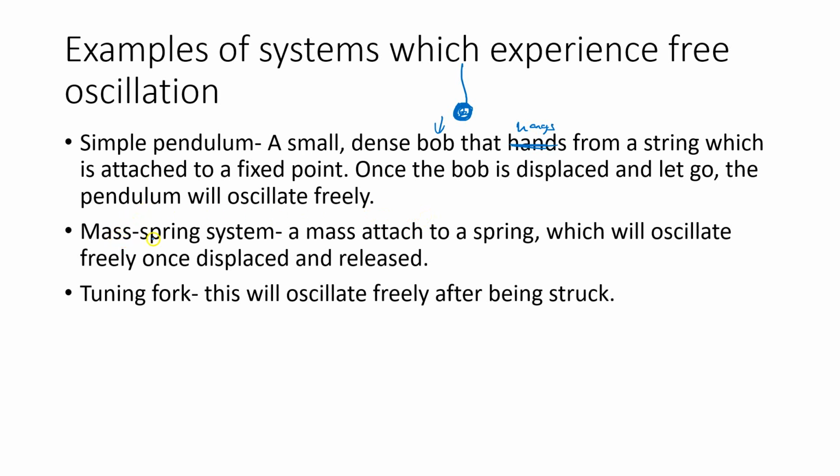A mass spring system, that is a spring attached to a mass. When you pull the mass down, then you would expect that the spring is going to compress and retract and all of that kind of thing, right? So that's a type of free oscillation.